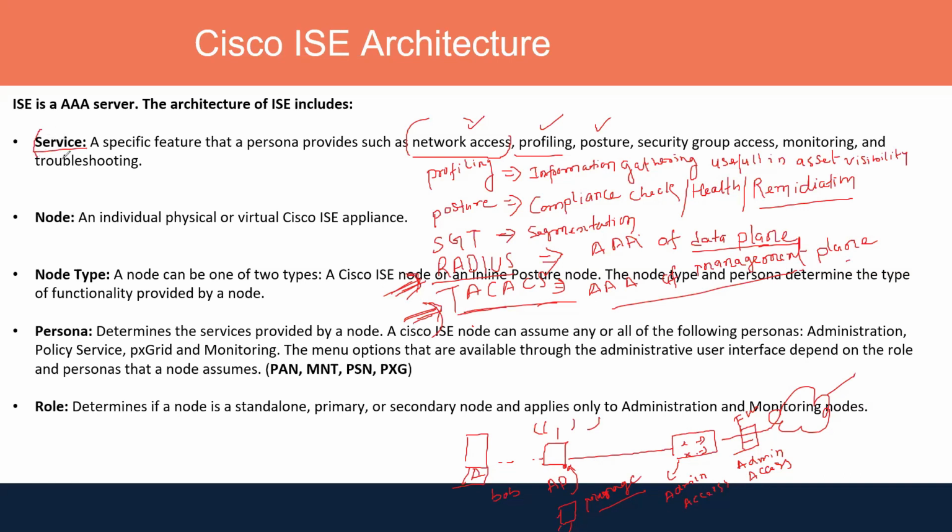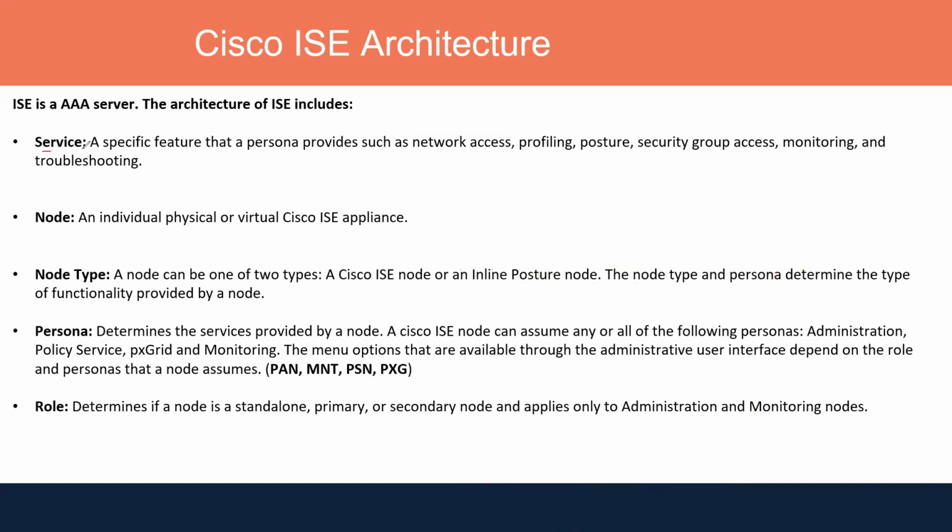So this is the ISE service architecture. ISE services provide specific features by using the personas, and those specific features are network access, profiling, posture, security group access, monitoring, and troubleshooting, etc. So this is the one term that you have understood, services.